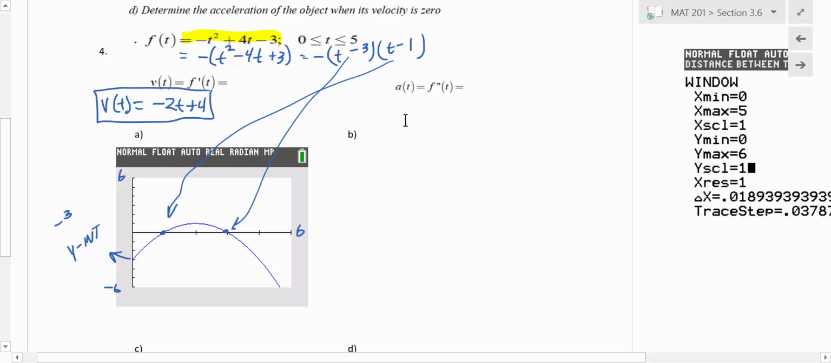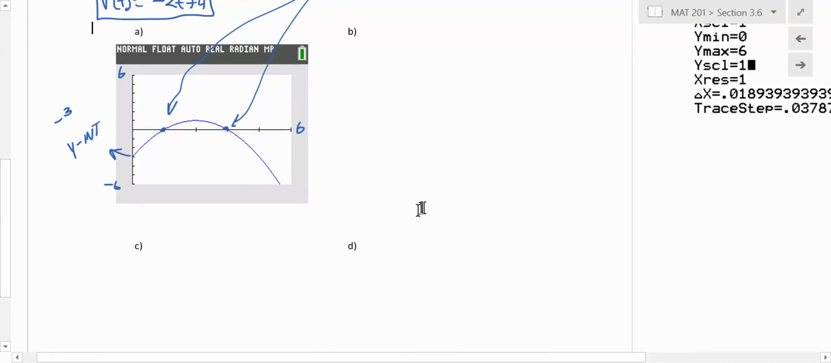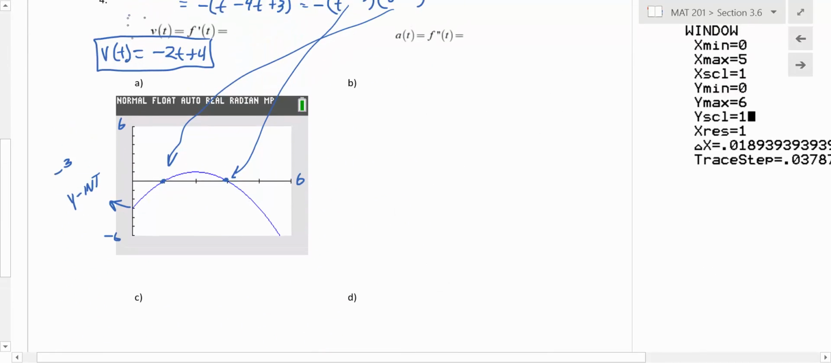Now on part B, I think we wanted to find the velocity function. We wanted to graph that also. Okay, so let's just do a graph on the same graph here is what I want you to do. So let's graph this. You'd have a y-intercept of 4, like that. You'd have a slope of -2, so it would be going down 2, right 1, down 2, right 1, and so forth like that. So I think I got that okay.